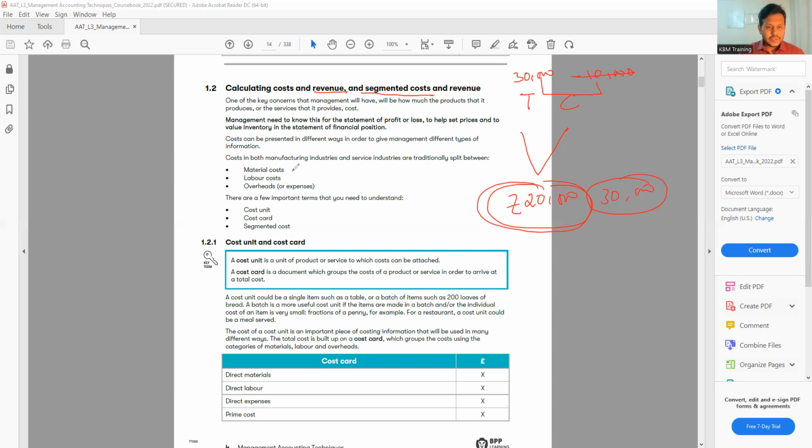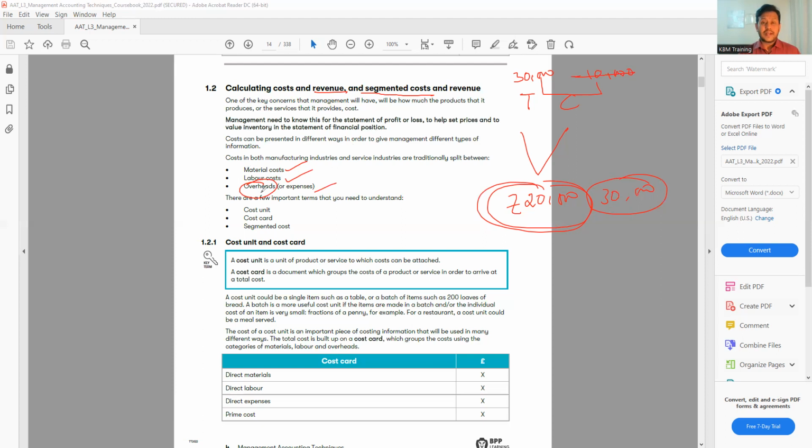Then we have a few things here. We have a material cost. The material cost is a direct material, basically how much we spend for the material. Then the direct labor cost and overhead. Now, this overhead could be direct and could be indirect. Let's try to understand what is the difference between the direct cost and the overhead.